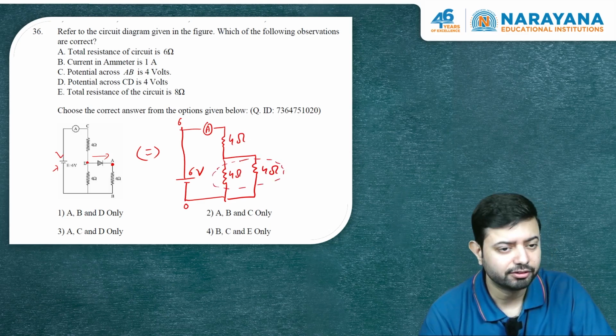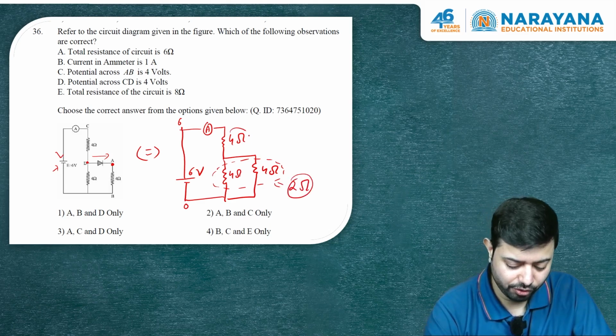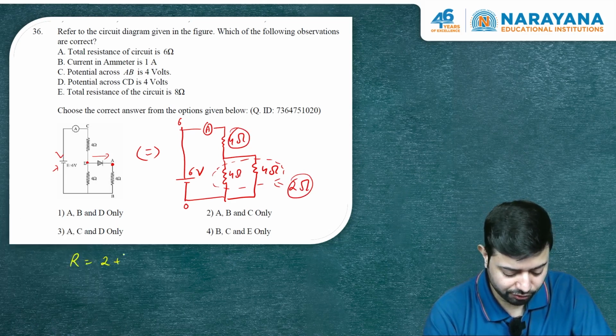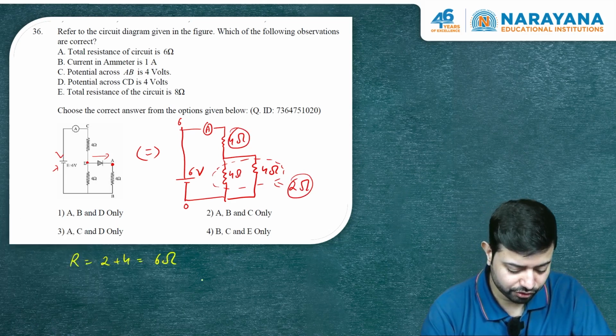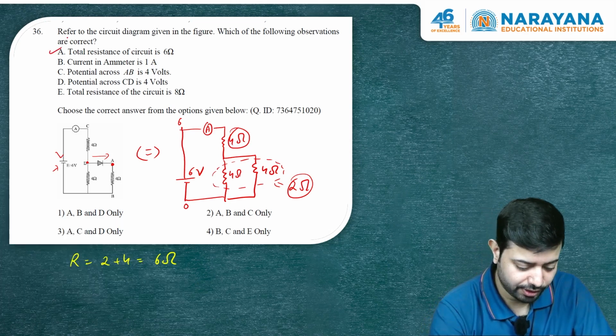4 and 4 together in parallel will give you 2 ohm, and then this 2 ohm and 4 ohm will be in series. So, total resistance in the loop will be how much? 2 plus 4, that is 6 ohm. So, option A is correct, right. This A part is correct.